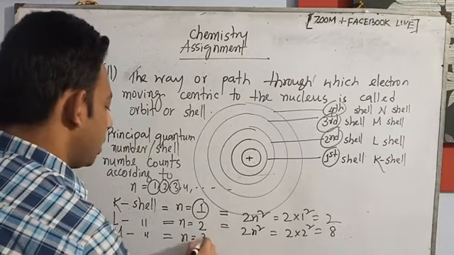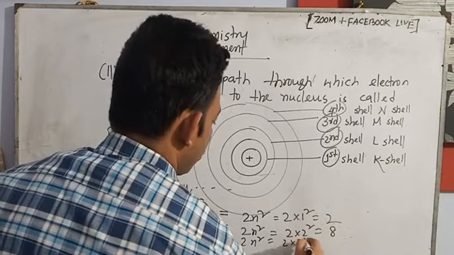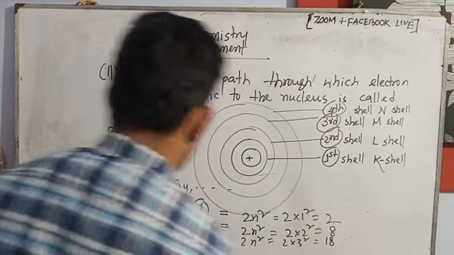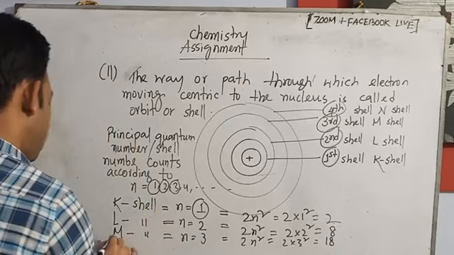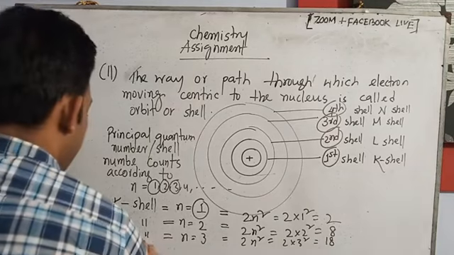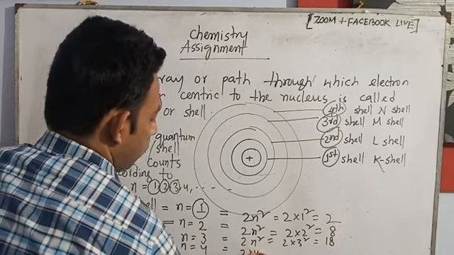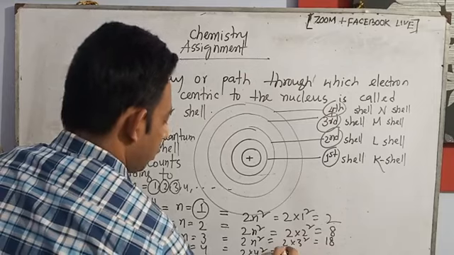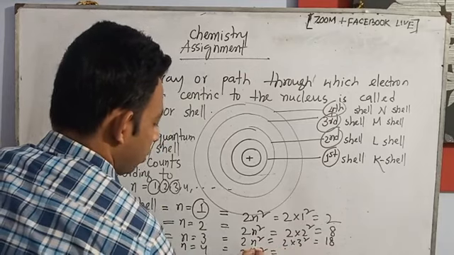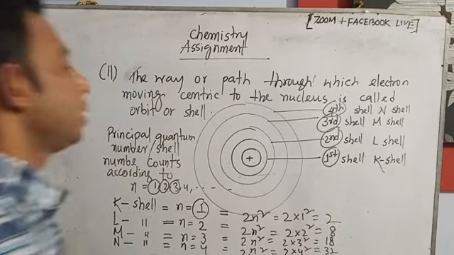So n equal to 3 here, 2n squared, that means 2 into 3 squared, 18. The lower part of the board, is it seen or not? Yes, last line maybe. Okay, so N shell, n equal to 4, 2n squared, 2 into 4 squared, 32. So this is the shell number.